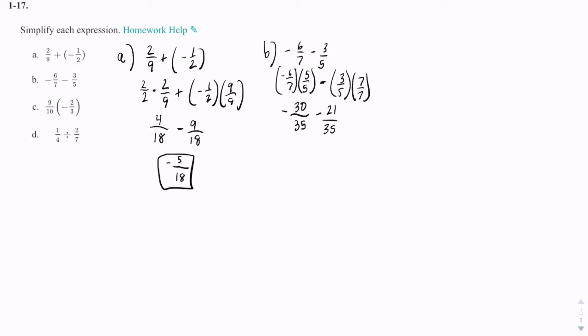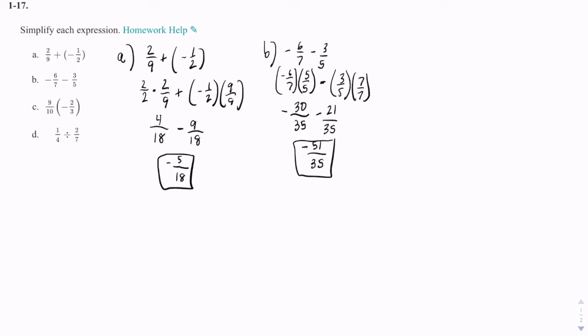So I have my common denominators. Now, -30 and -21 is -51. -51/35, right? And I can leave it as an improper fraction. That's fine, as long as it's reduced, which it is.